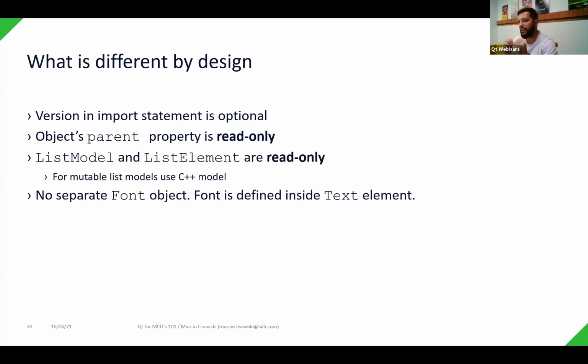List model and list elements are read-only in QML. If you are going to create any model that is going to be changed during the runtime, so for example, you are going to extend the list with new elements, then you have to create the model in C++, and then it's possible to do this. But directly from QML, you cannot define any list model that can be changed during the runtime. When it comes to fonts, there is no separate font object, so there is no font type in QML. Font is defined inside text elements. So the only way to reference the font is through the text element, and there is a font property that you can modify.